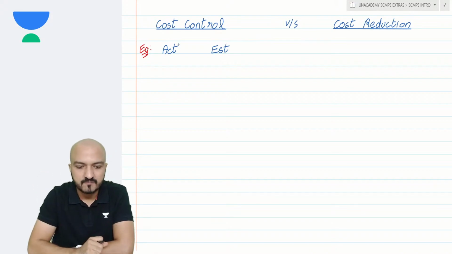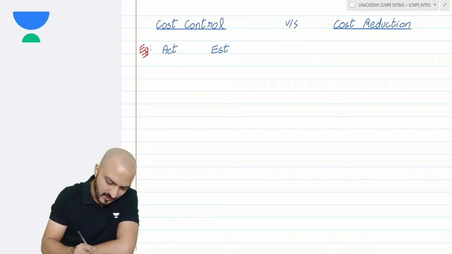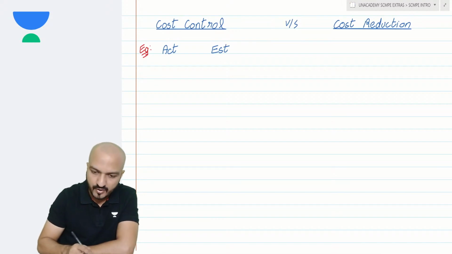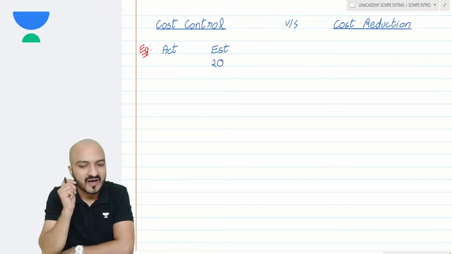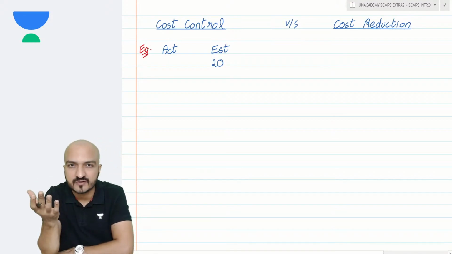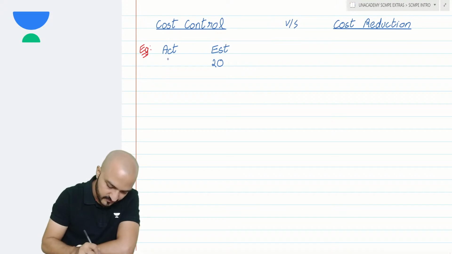And preparing a better estimate, yes, it's cost reduction. Absolutely, yeah. So what does this mean? Let's take an example. Let's say I estimated cost of my product as say 20. But when did I make this estimate? I made this estimate at the beginning of the year. Now by the end of the year, when I came to know the actual cost, my actual cost turns out to be say 25.